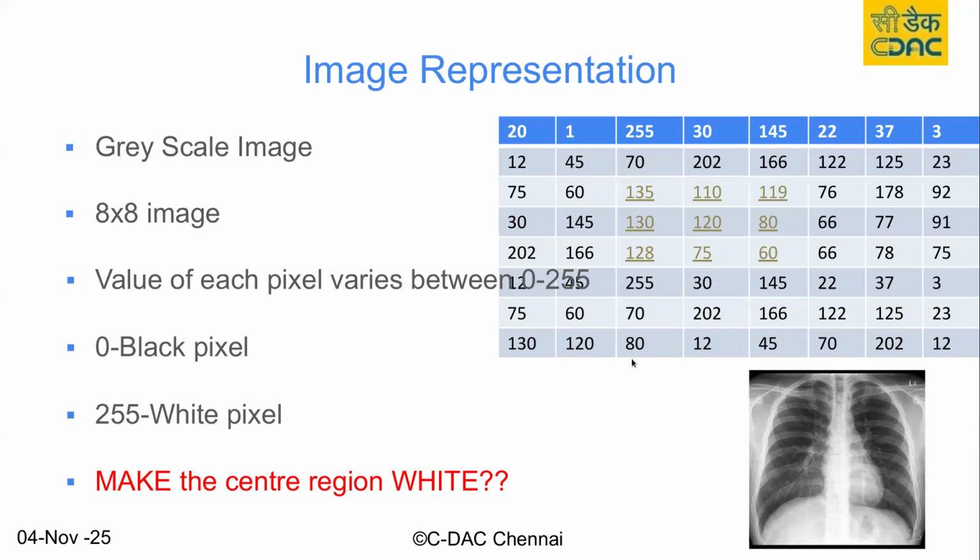And each element in the matrix, if it is a grayscale image or black and white image, in layman's words I can say it is a black and white image. In a grayscale image, each pixel in this 8 cross 8 matrix will have a value between 0 and 255.